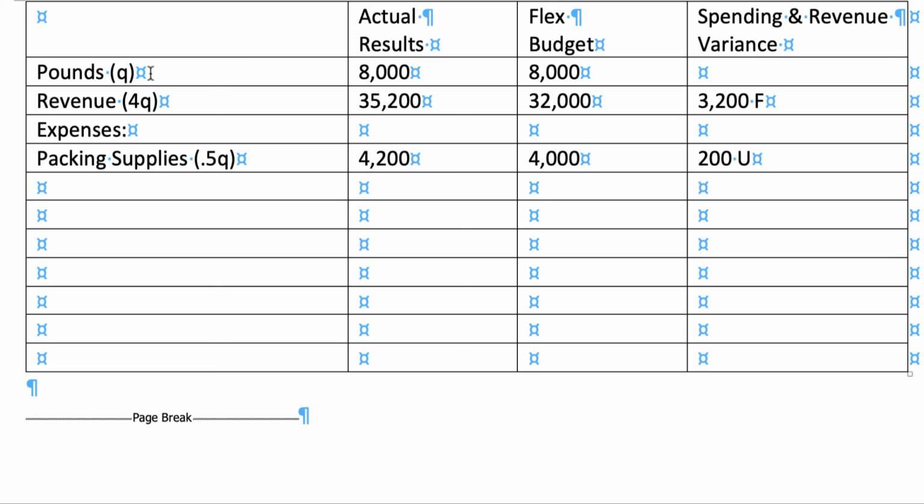So right now we can say, okay, why are we $200 unfavorable? What happened? Well, maybe some packing supplies got ruined. Maybe the packer's using too much packing supplies. Whatever. Okay? Well, we can take steps to correct that and fix it, and hopefully next time it's back in line, right? All right, let's look at oyster bed maintenance.